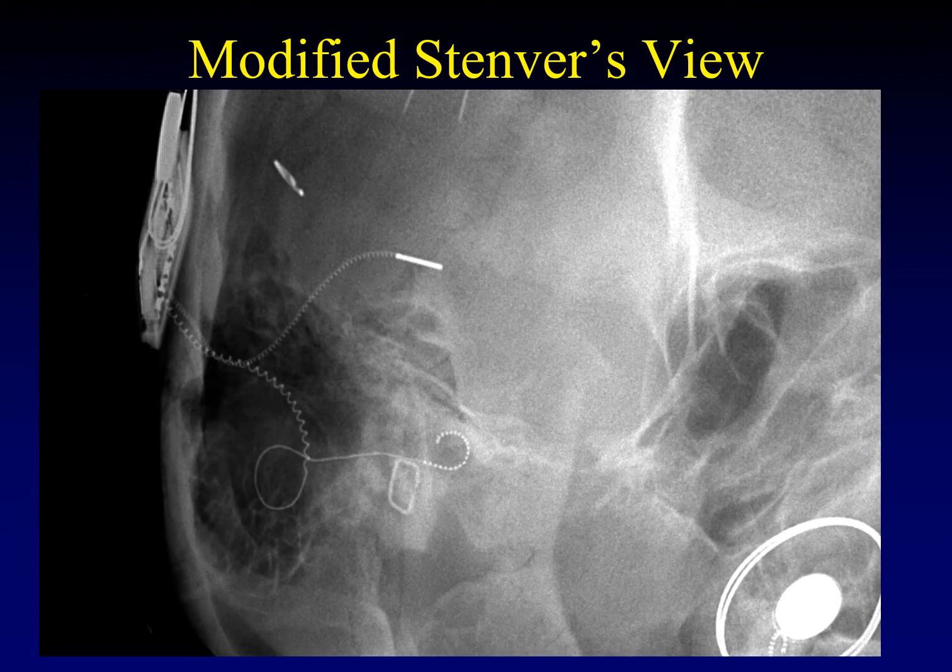The plain film projection that we use to assess cochlear implants is called the modified Stenvers view. This is performed by turning the chin 45 degrees away from the side of interest. This brings the cochlea itself en face relative to the X-ray beam, and we can see that cochlear implant laid out as it curls up within the cochlea.